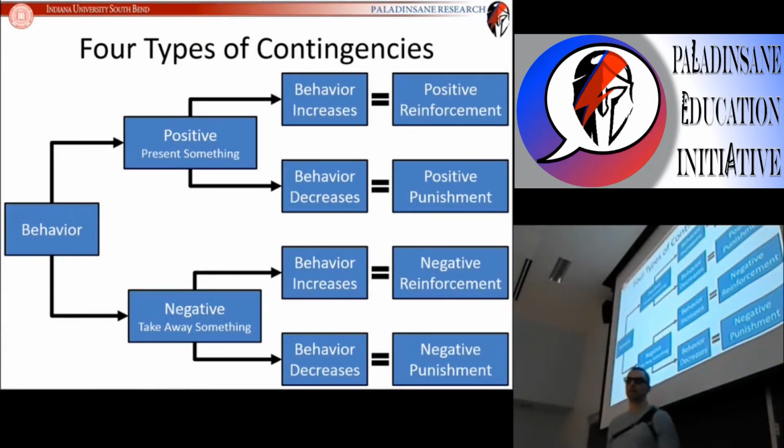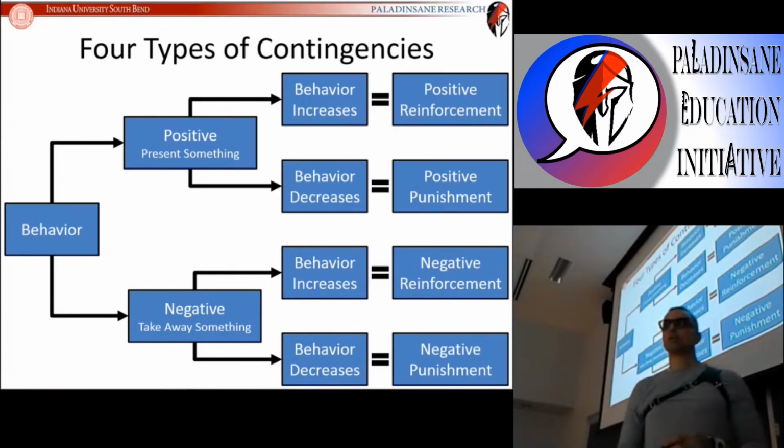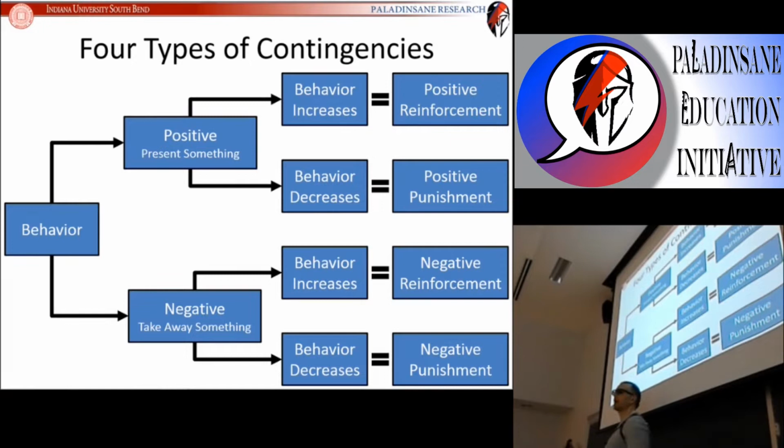All right, so the next thing we're going to take a look at, and that was used in Harry extensively, is the four different types of contingencies. So actually all four contingencies were used in either Harry's treatment or in Harry's history, unfortunately.